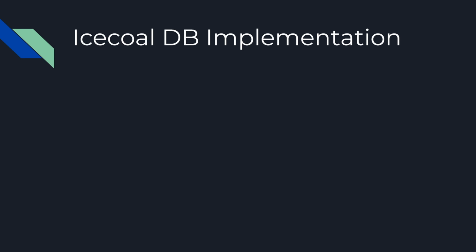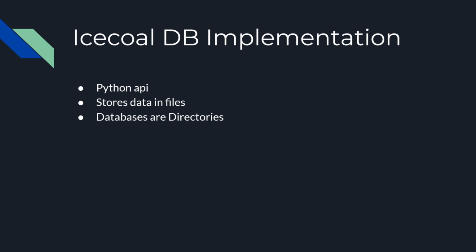So a bit about this database implementation. It's a bit different than a lot of the other ones I've covered up to this point. Starting off, it is a Python API. All of the data gets stored in files. Databases are directories, and tables are comma-separated files, CSVs, stored in the database directories. And there is a link to the project if you want to go take a look at it.